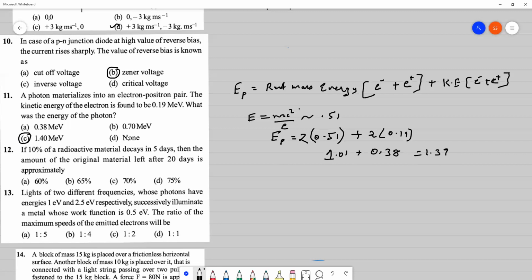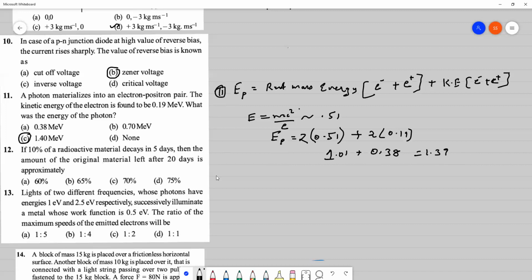There is one confusion here. None is also given. As I told you, this is slightly greater than 1.39, and you are rounding off. The 0.51 is slightly greater than 0.51, and I'm neglecting the other digits here. So when you approximate 1.39, you are approximating it to 1.4, so you can give this as the right answer. Always in JEE Mains, you can round off the value and give that as the answer. This is question number 11.